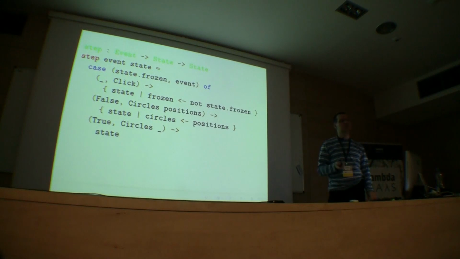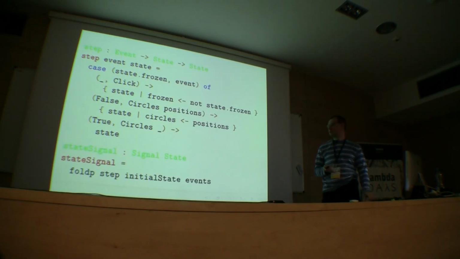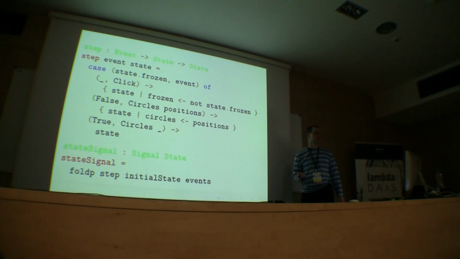The one missing piece is the foldp function, which should be interpreted as fold from the past. And it takes three arguments. The step function, that is combining the event and the state and producing the new state. The initial state to start with, and the signal of events. What it returns is a signal of states.